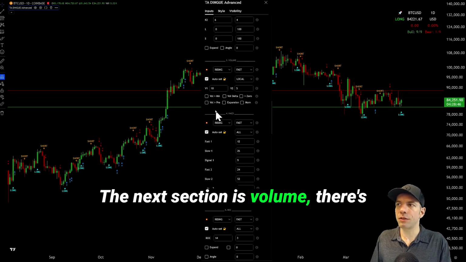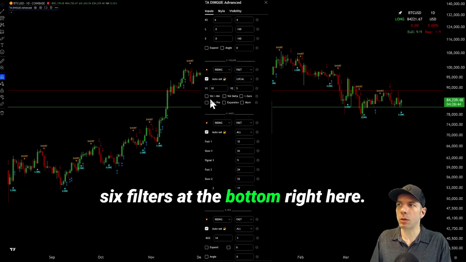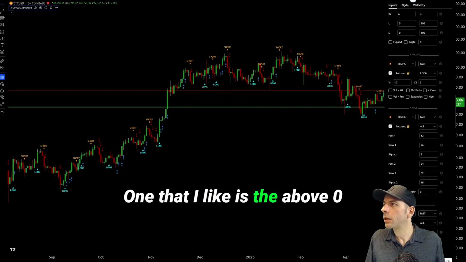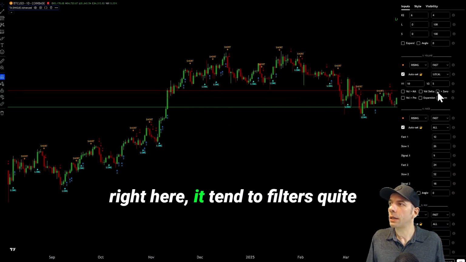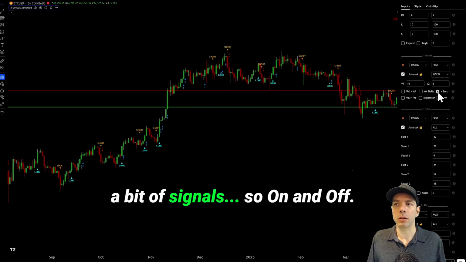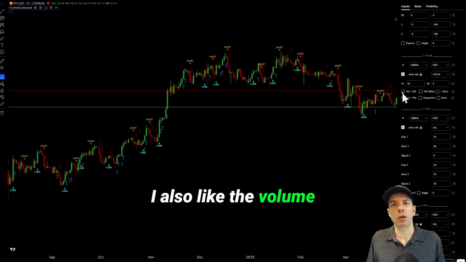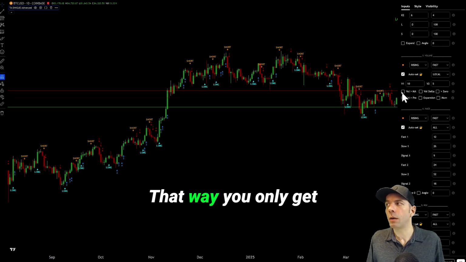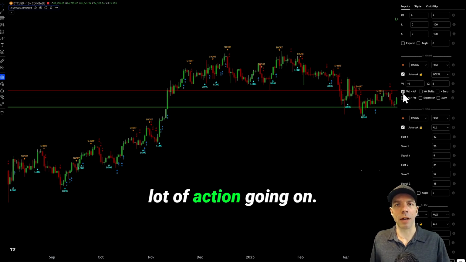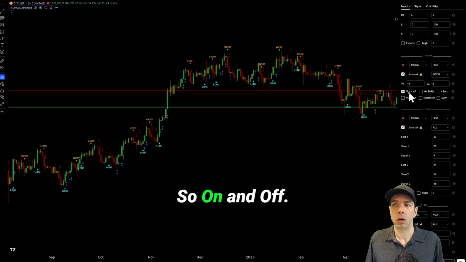The next section is volume. There's 6 filters at the bottom right here. One that I like is the above 0 right here. It tends to filter quite a bit of signals. So on and off. I also like the volume above the moving average. That way you only get candles where there's a lot of action going on. So on and off.